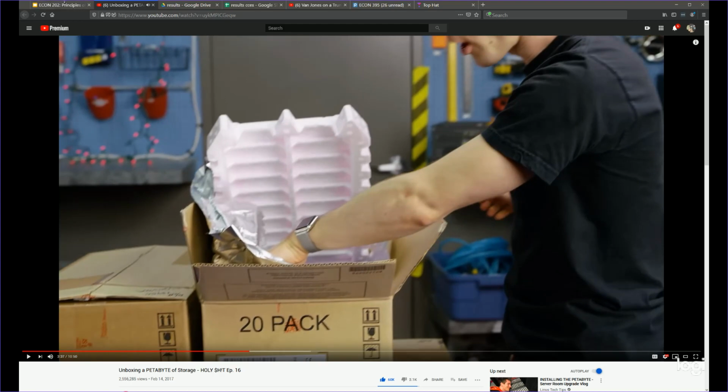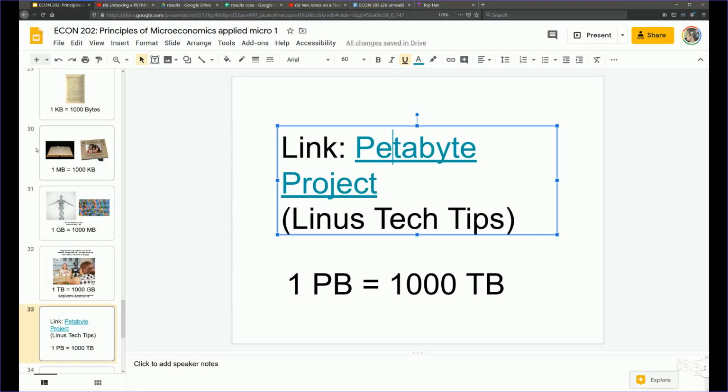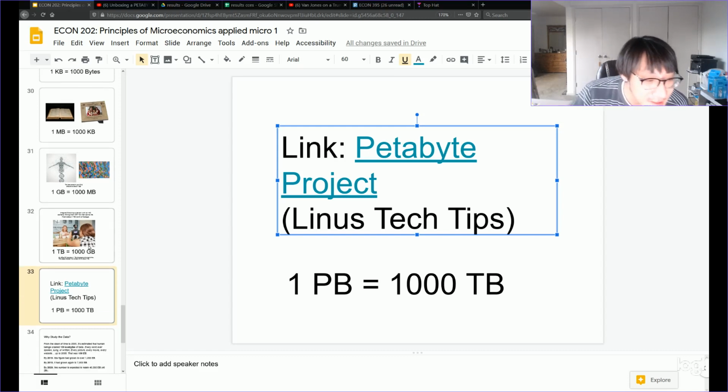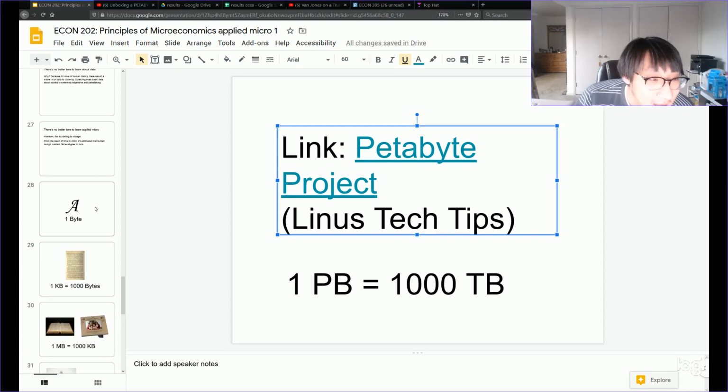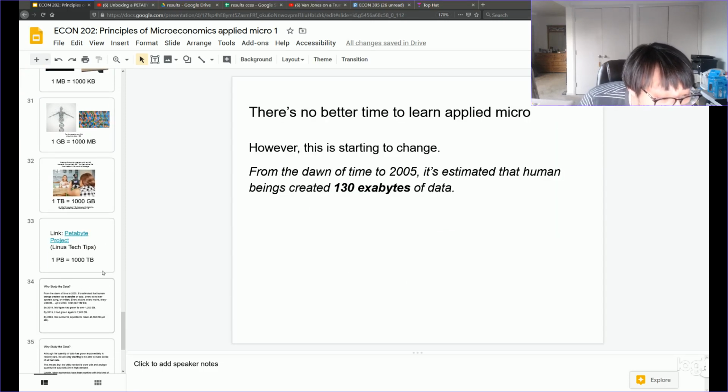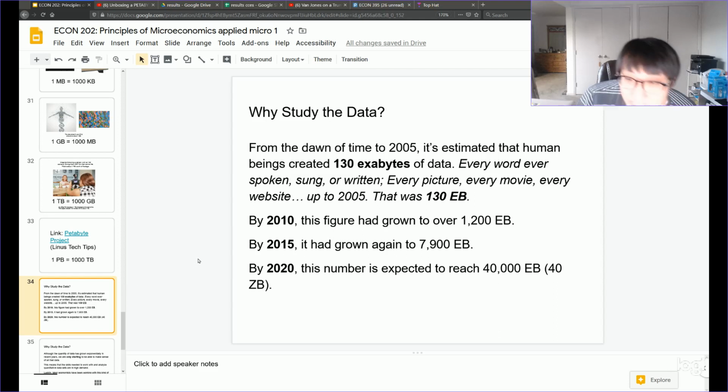Okay, so point being, a petabyte is a lot of data. Who knows? In 10 years, maybe that'll fit in your pocket. But a petabyte's a lot of data. And to get to an exabyte, we need to increase that by yet another order of magnitude. So 1,000 petabytes is 1 exabyte of data.